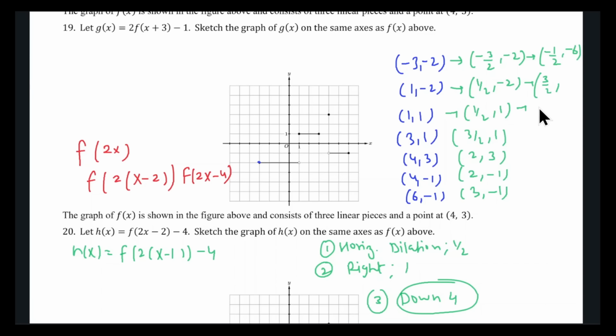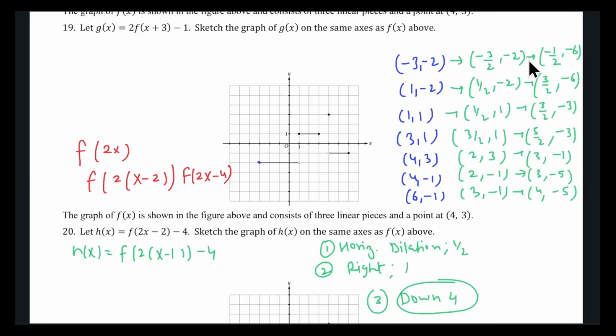So this will become 3 over 2. This will also become 3 over 2. This will become 5 over 2. This will become 3. This will become 3. And this will become 4. And down by 4 will make it negative 6, negative 3, negative 3, negative 1, negative 5, negative 5.